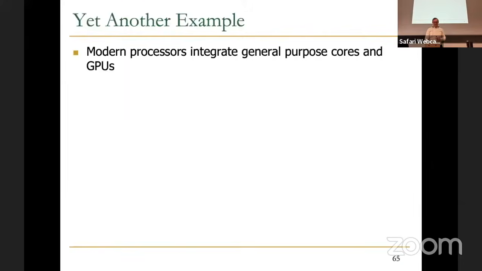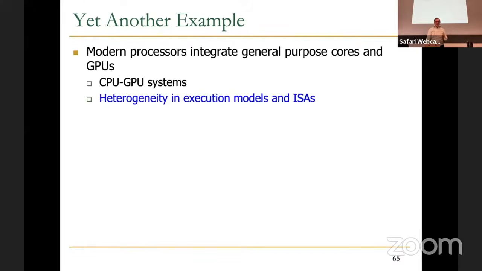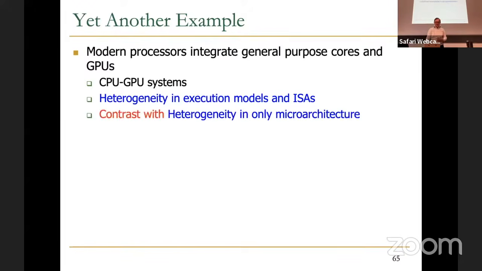Okay, another example. This is actually an old example. Today, you have general purpose cores, CPUs and GPUs together. This shows heterogeneity in execution models and ISAs. In fact, increasingly, we have other things also. But I'm going to contrast this with heterogeneity in only microarchitecture. Basically, microarchitectures may be heterogeneous and something upstream, the compiler or the system, can take advantage of these different microarchitectures. Here, the programmer potentially needs to write code differently, for CPUs, GPUs, maybe FPGAs, etc.